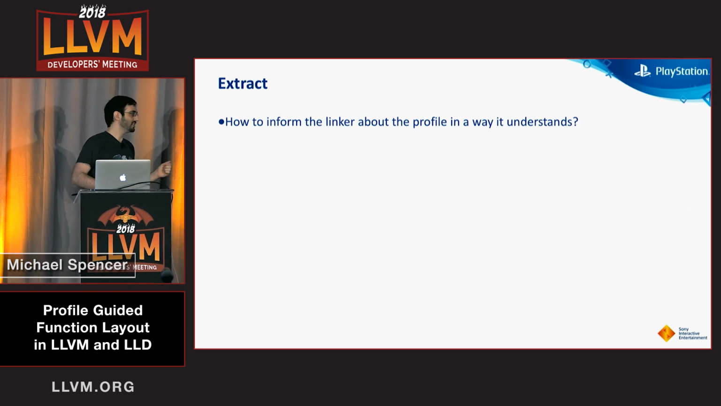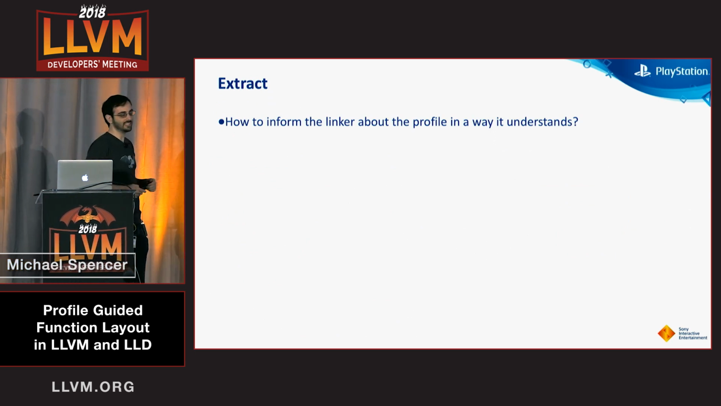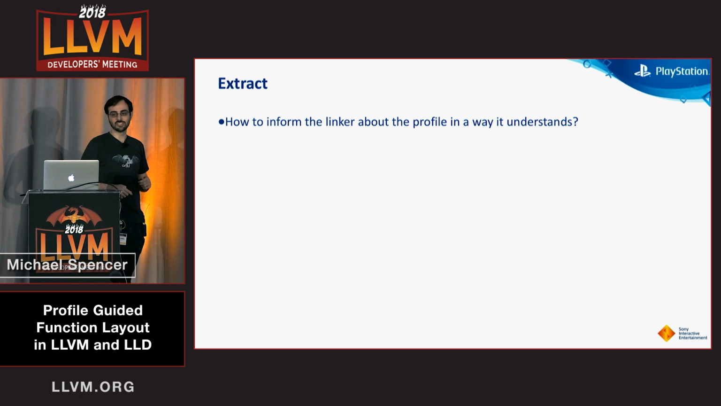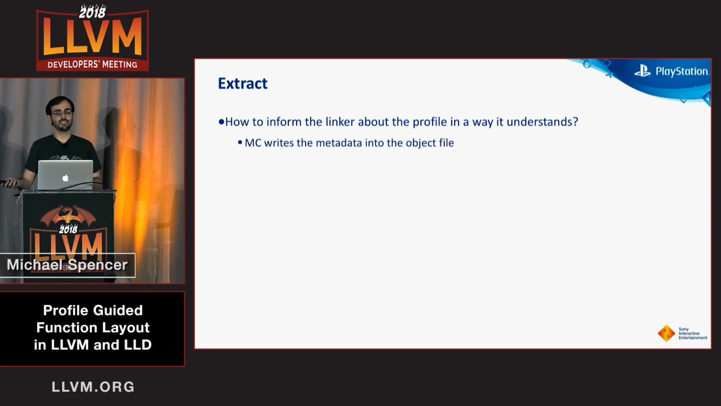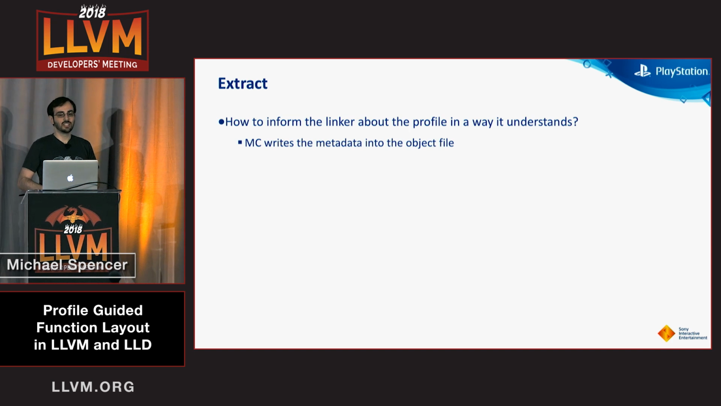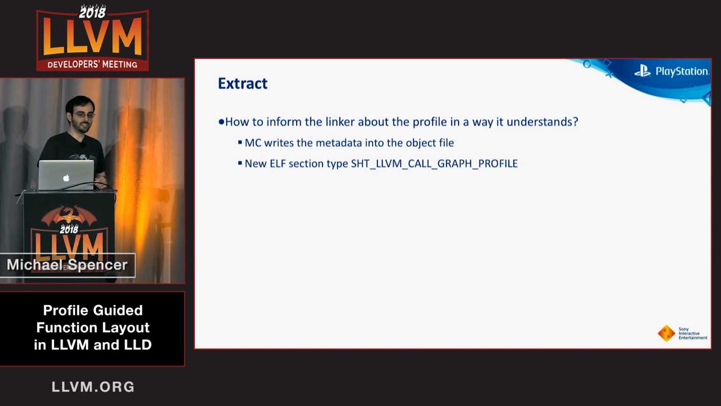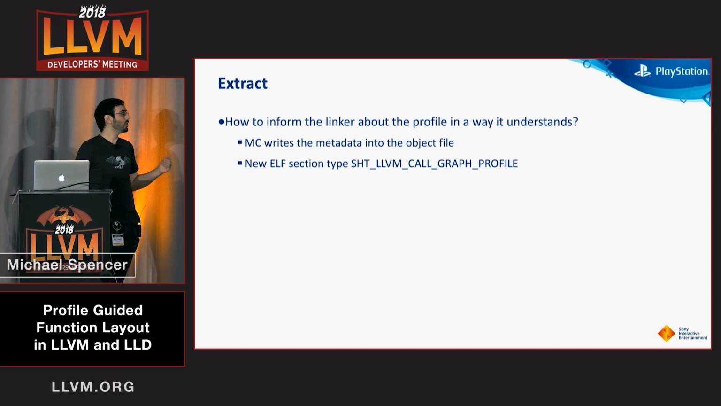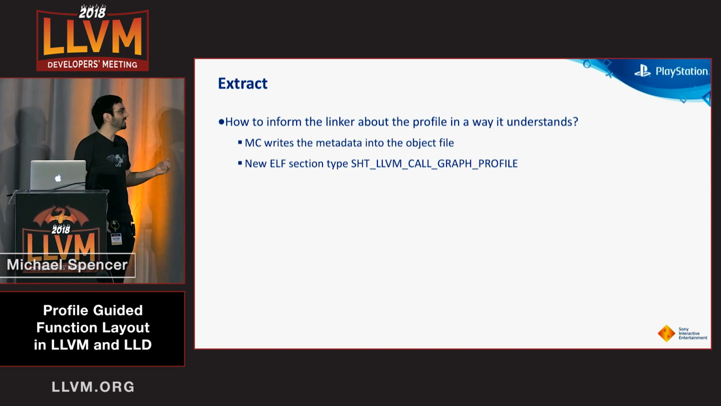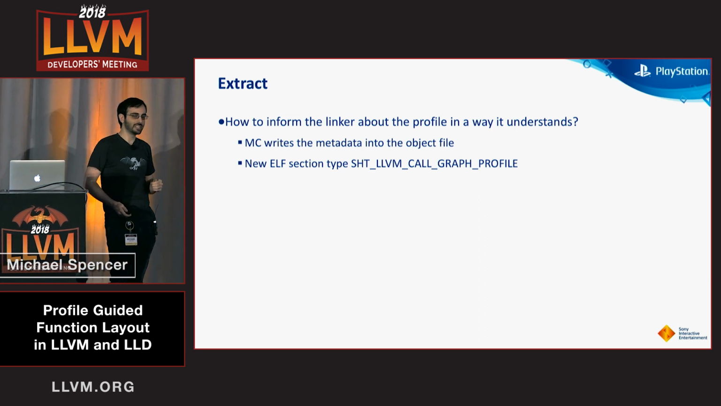But the linker still can't read this. It can't read IR metadata, so we still need to get it into a format that it understands. And to do that, we have MC write this data into the object file. And for this, we've added a new ELF section type, LLVM call graph profile. And so currently, this only works with ELF. It's not hard to extend this to COFF and Mach-O, but that just hasn't been done yet.